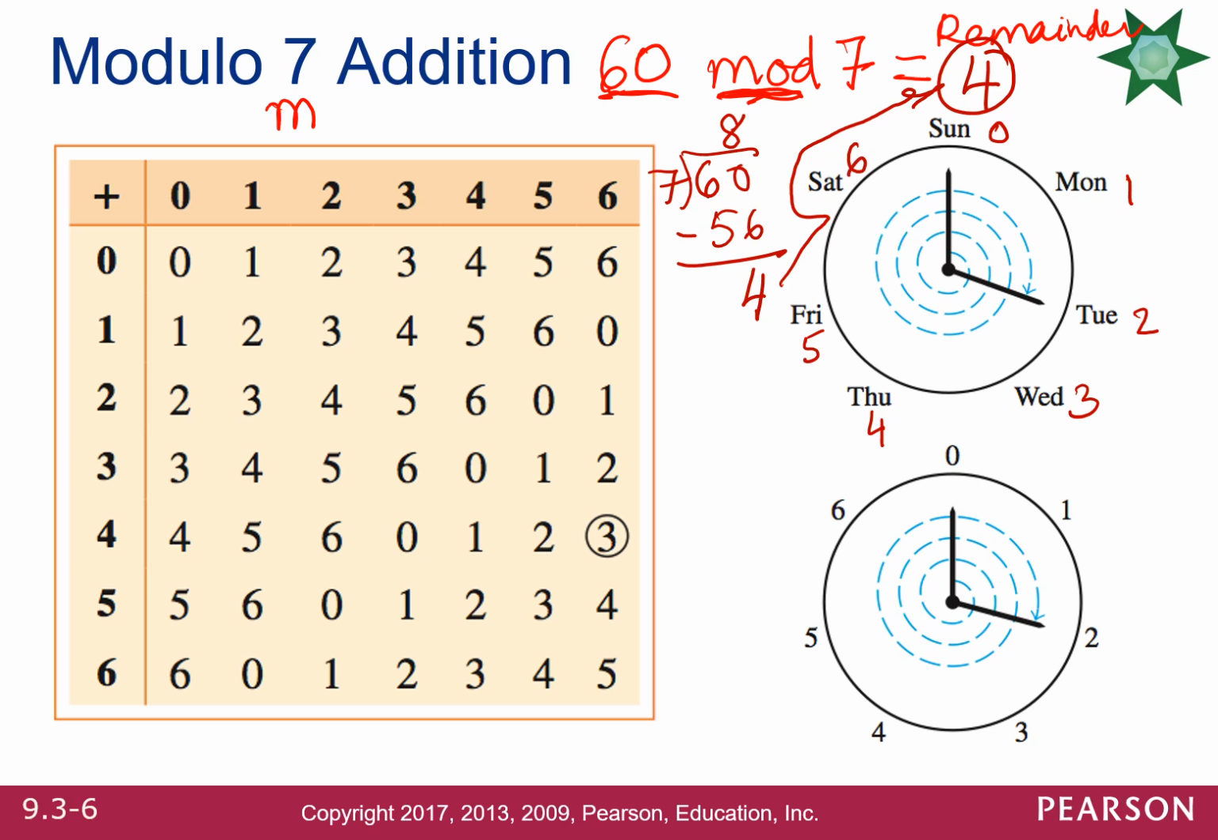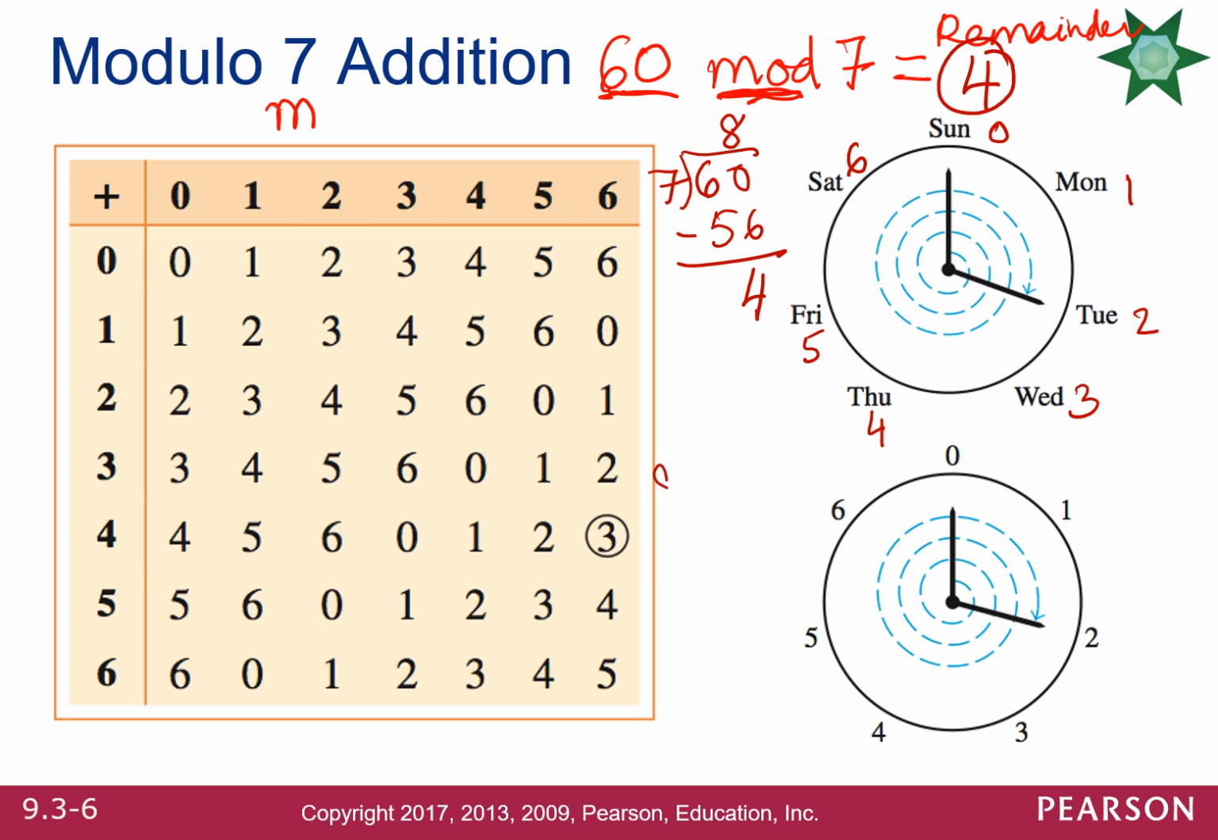All right, so I'm going to, for the time being, remove this. So if we are given a problem saying that if today is a Wednesday, what day would it be? What day of the week would it be 60 days from today? So let me write that question down here.